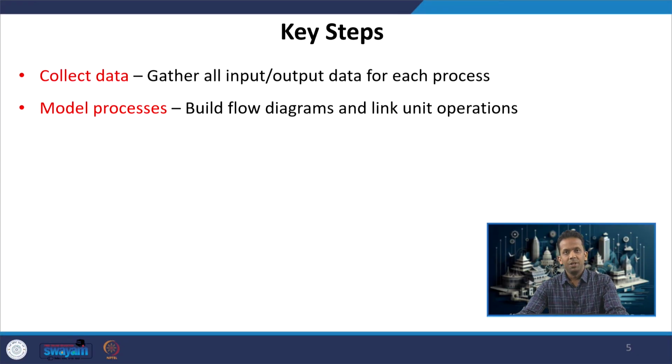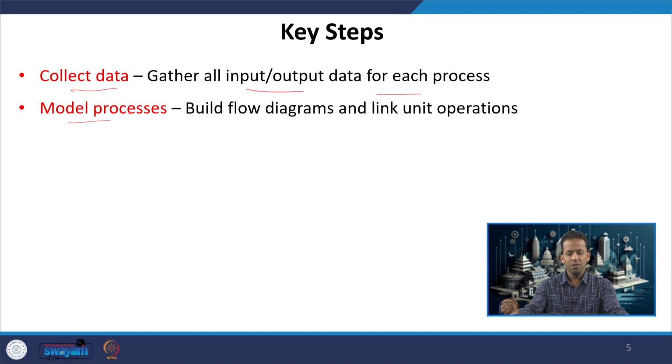So, the key steps involved in this second phase of LCA, that is LCI, life cycle inventory, is first, collect data: gather all the input and output for each process, for each activity or unit operation or block in the entire system within the system boundary.